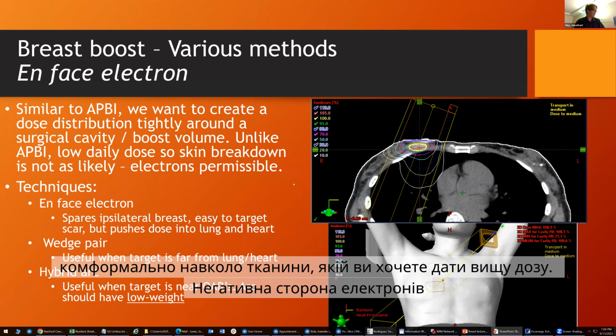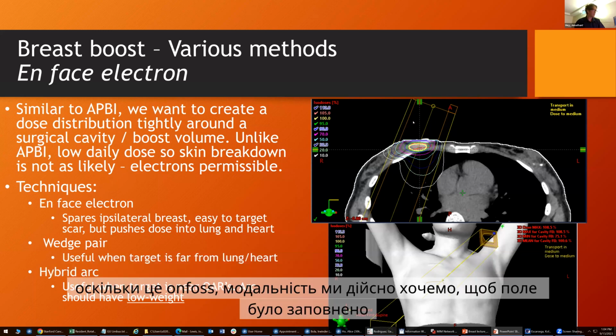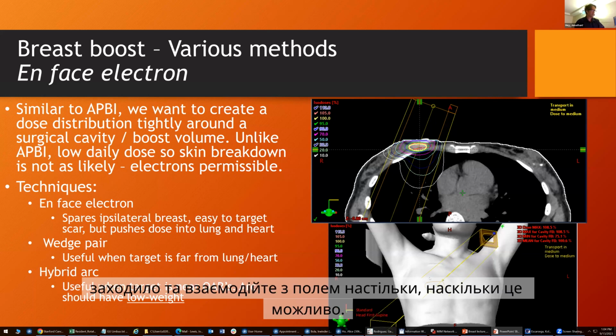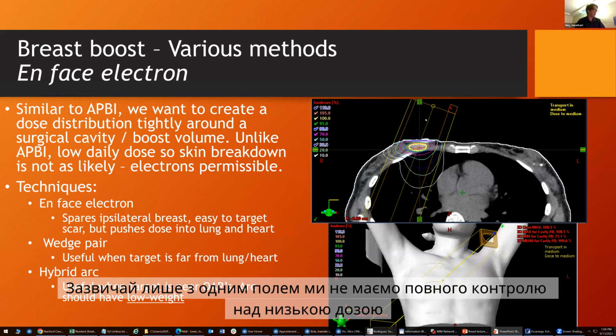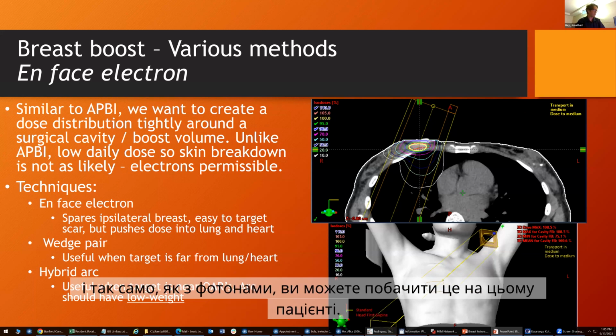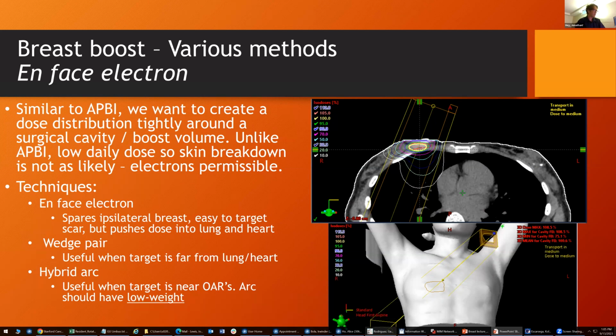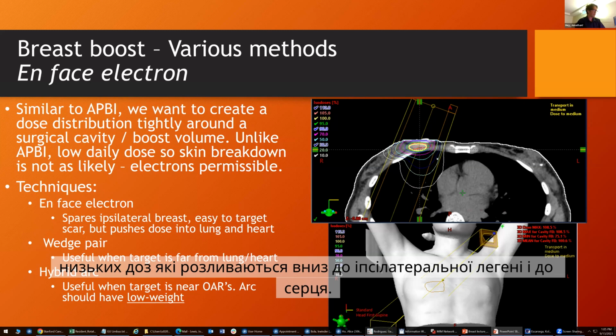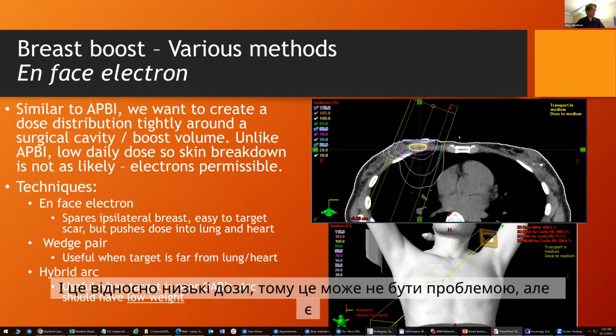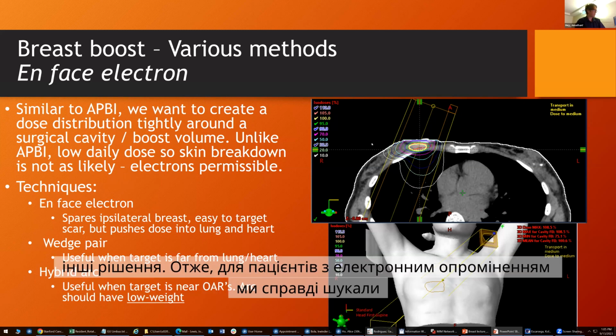The downside with the electrons is that because it is an en face modality, we really want this field to come in and interact as flatly with the field as possible, usually only with one beam. We don't have a lot of control over the low dose spill in the same way that we might with photons. So you can see that for this patient, we actually did introduce a decent amount of low dose spill down towards the ipsilateral lung, down towards the heart. And these are relatively low doses, so it may not be a problem. But there are other solutions out there.